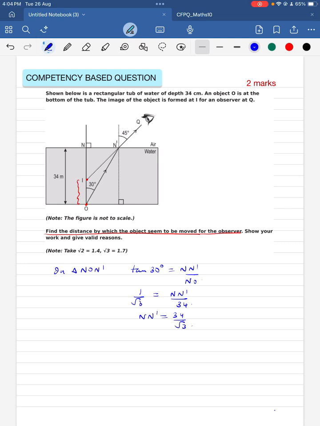Okay, now if I take triangle NIN dash, if this is 45 degree, then I know that this angle will also be 45 degrees. Why is it 45? Now these lines are parallel lines and this is like a transversal. So the corresponding angles would be equal to each other. So I know that angle NIN dash is equal to 45 degrees because corresponding angles are equal.